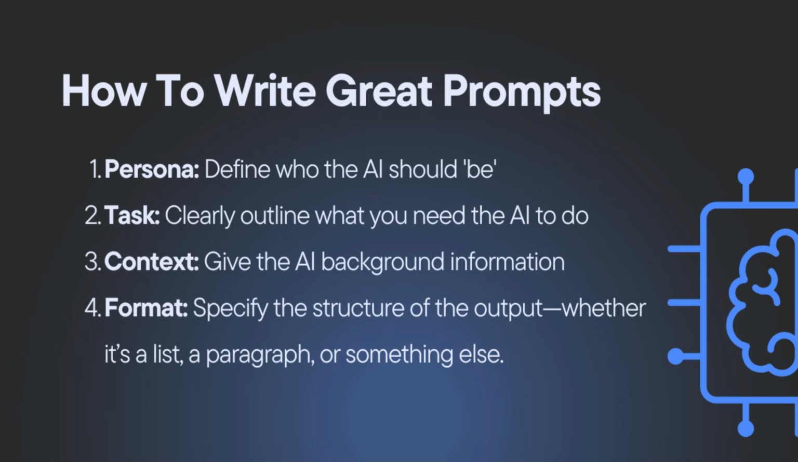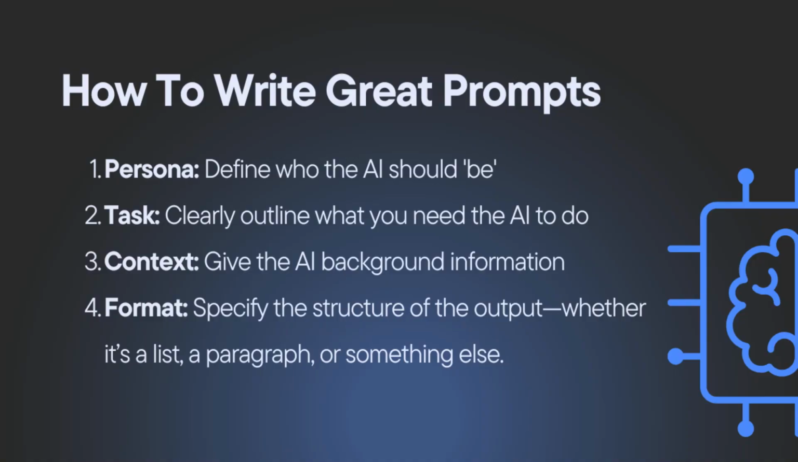Give it some context. Give your AI assistant some background information to help it get a sense of what category of information it's supposed to answer. And then format. Tell your AI assistant what you want the output to look like. Is it a list, graph, or something else?